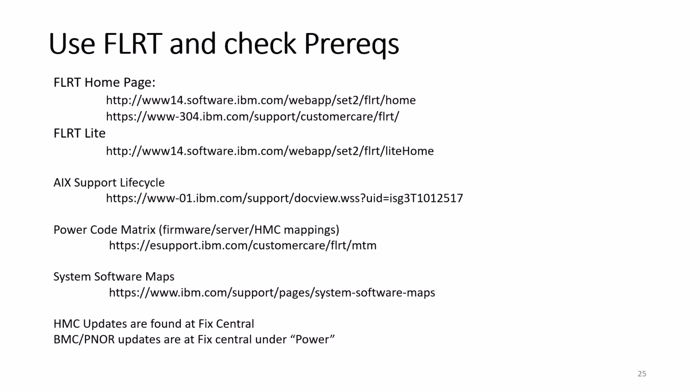Now when you go to download fixes, updates to the HMC are found at Fix Central, and you'll find them under Management Consoles. The BMC and PNOR updates that I mentioned earlier are also found at Fix Central, but you actually look for them under Power, which is where you normally look for firmware, and you scroll all the way down to the bottom, and that's where you'll find the BMC and PNOR updates.